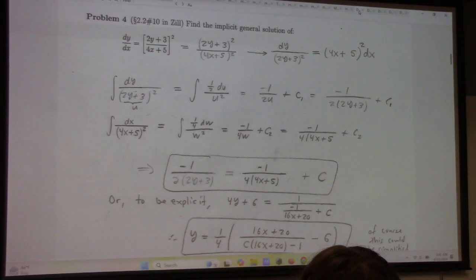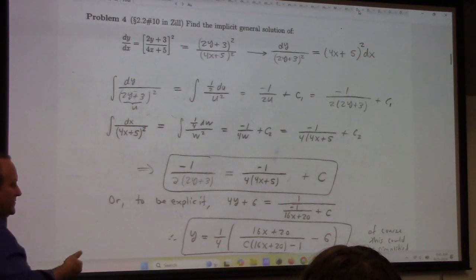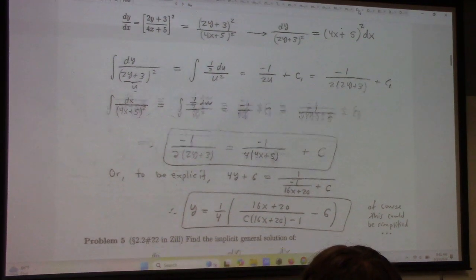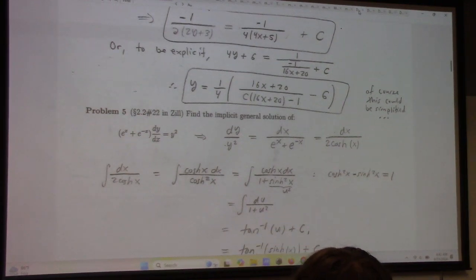dy/dx equals (2y+3) over (4x+5) squared. Separate, integrate, you know. That's an implicit solution. Then to find the explicit solution, I solve for y. Great, that's not a bad example. This one here, find the implicit general solution.